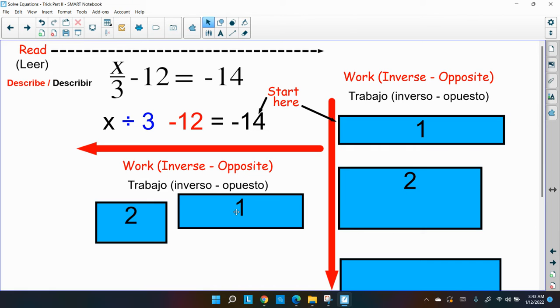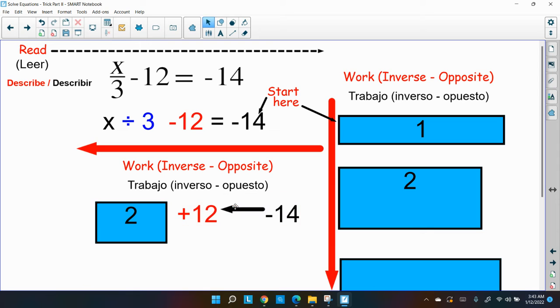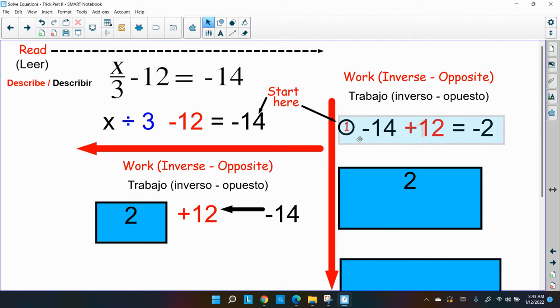The first thing we should do when we read this going backwards, we would start here with the negative 14. And then we would do the opposite of minusing 12, which would be adding 12. So our first step is to take negative 14 and add 12 to it. Over here in our work, we have negative 14 plus 12. That'll equal negative 2. So there's your first step.